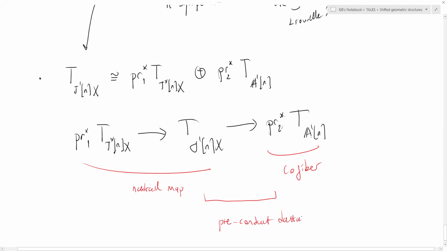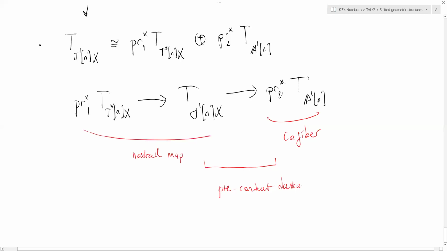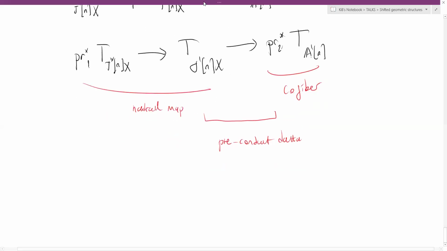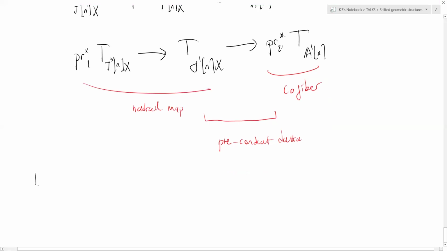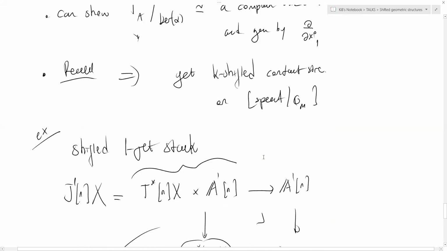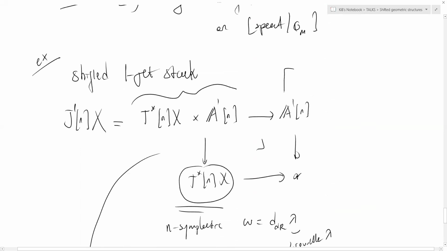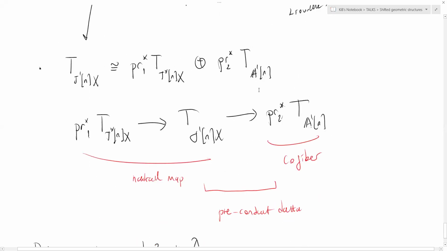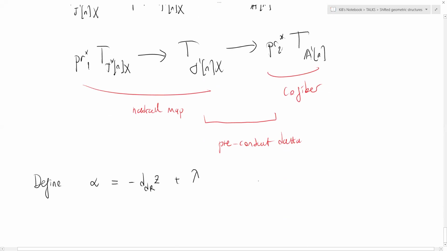Okay. And next, you need to define some kind of one form, which will play the role of the contact one form. You can define something like this: define alpha to be d_dR z plus lambda. And z is the variable, actually, I guess I forgot to write down. Z is the variable to co-represent A1. So A1 is just Spec of k[z], co-represented by k[z]. Therefore, you can define a one form like this.